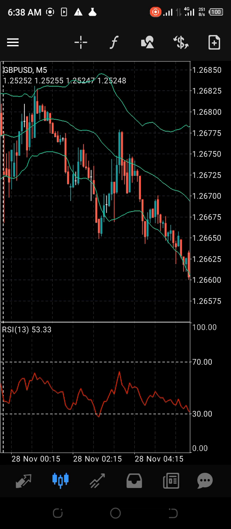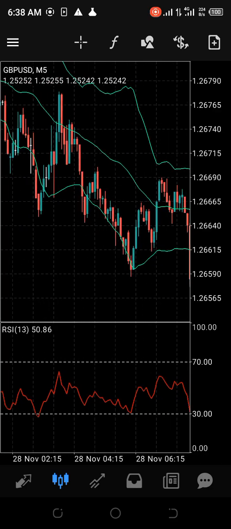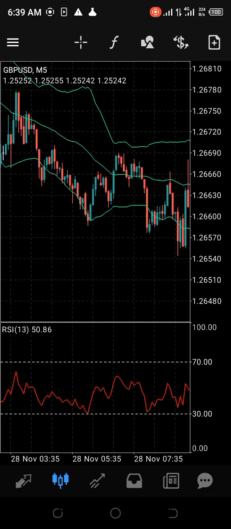This is the second one that I'm showing you. You enter your trade here. You take your profit at either the middle band or at any point you want. You take your profit there and then you continue. Now see another scenario here.